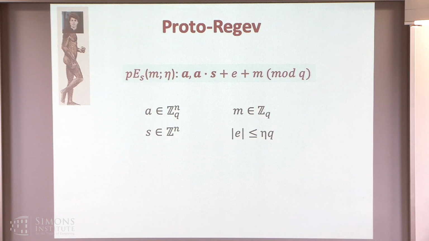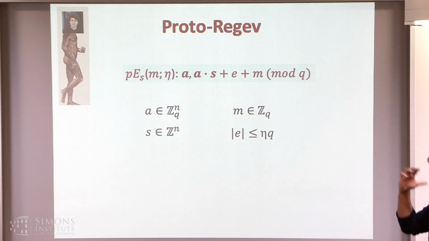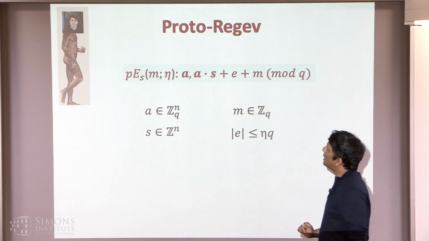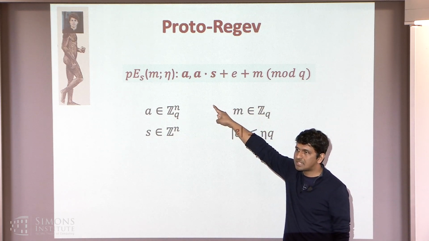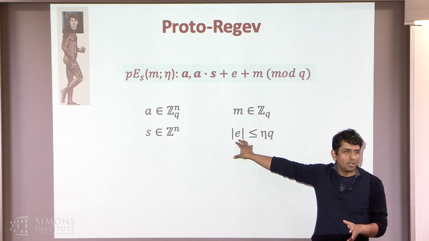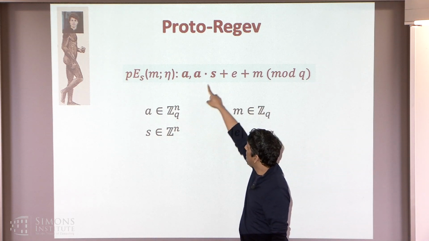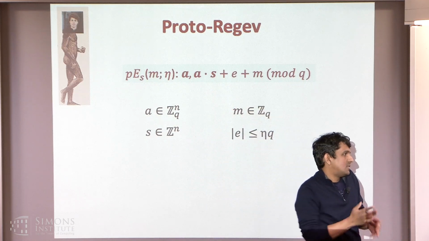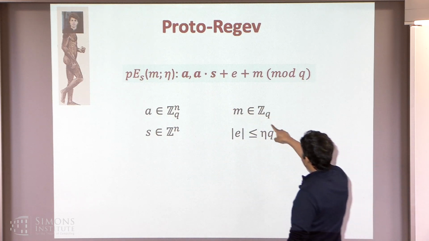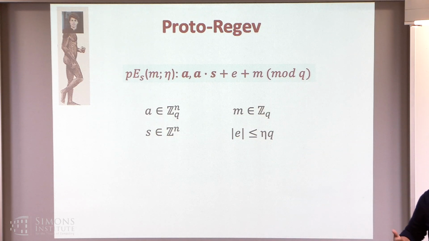Okay, so let's start with the Big Bang, which is Regev. In fact, even before Regev, there is proto-Regev, which is the following scheme. To encrypt a message M with, what is that second parameter? It's the noise rate. It sort of measures how big or small the noise is. Here's what I do, and you have seen this already. You pick a random vector A in Zq to the n. The secret key, you think about it as an integer vector, Z to the n. You add a noise, which is bounded, and add the message to it. I think of the message as an element in Z mod q Z at this point. So that's proto-Regev.